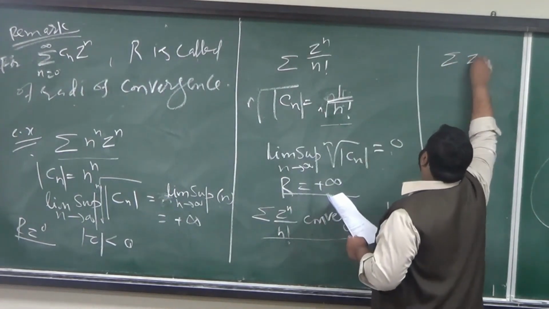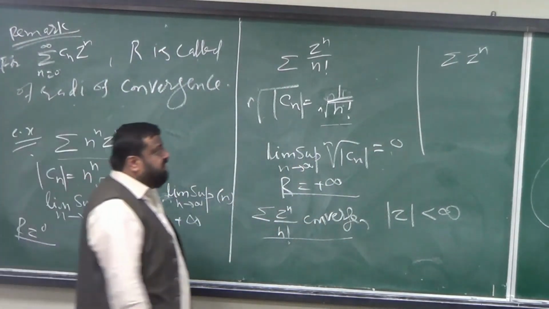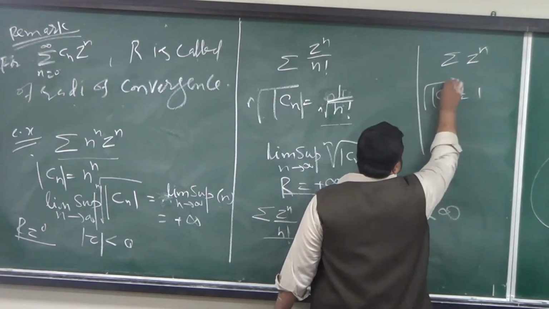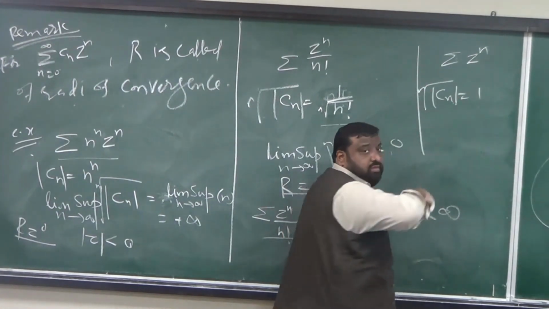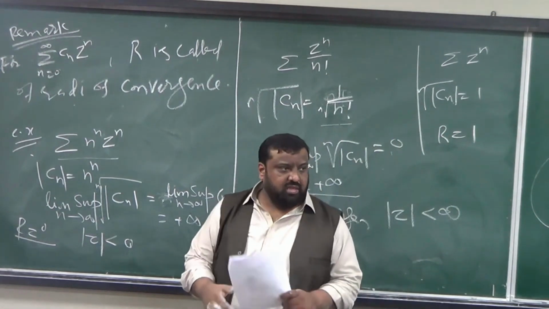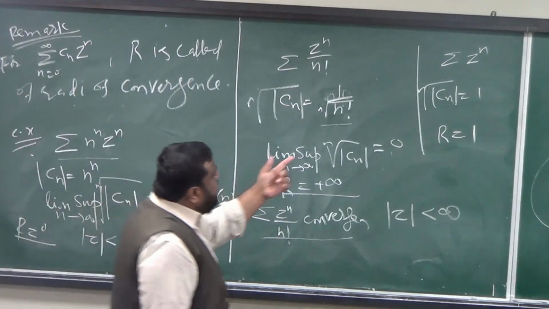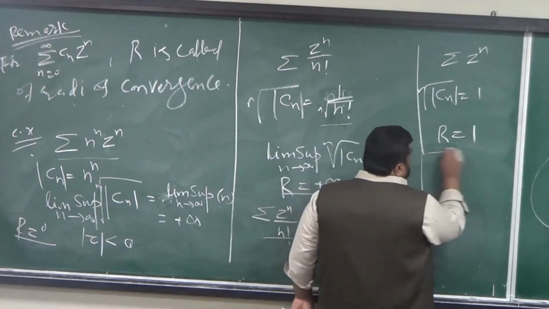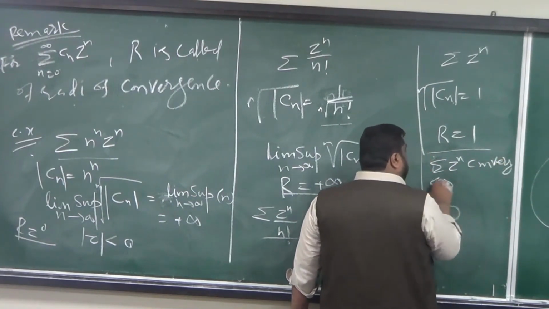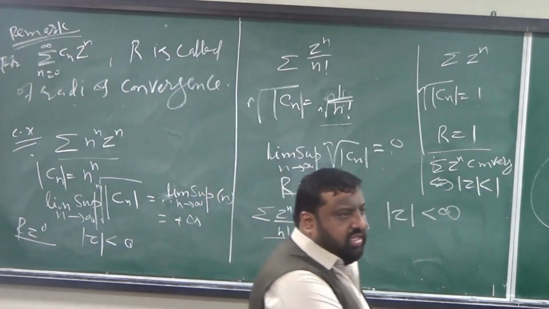How about considering the series z to the n? So what will be the Cn for this series? If you take the absolute value, R is 1, which converges. In other words, R is 1, so the mod of z should be less than 1. This is going to converge if and only if your magnitude is smaller than 1. Take any complex number whose magnitude is smaller than 1, and it is going to converge.